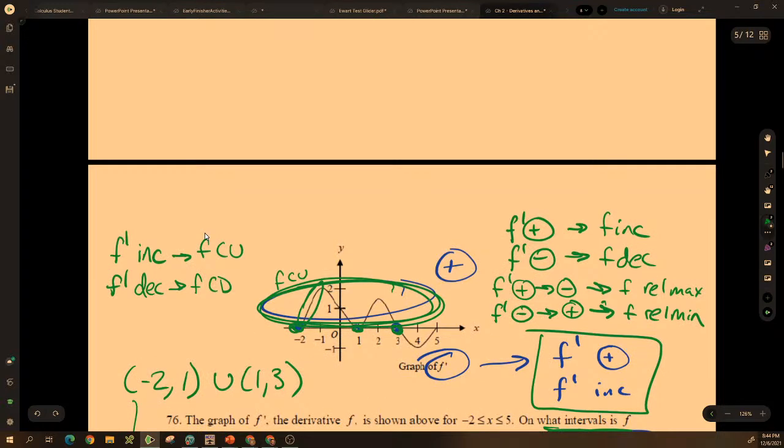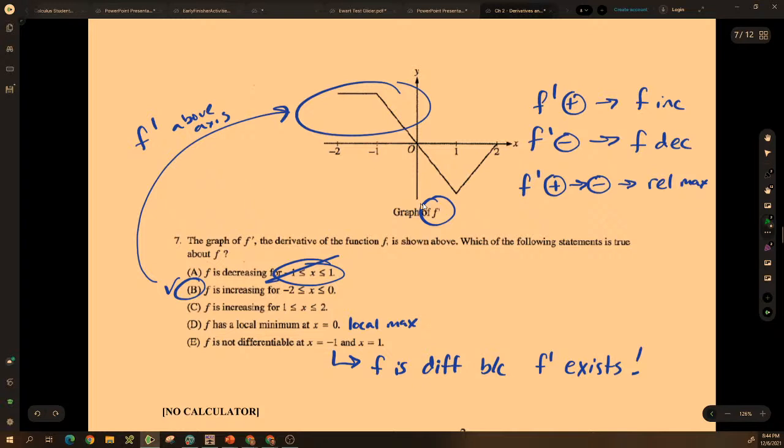Okay, moving along, we have another graph of f prime. This is a very, very common multiple choice question, to give you a graph of f prime and ask you to analyze that graph. So the graph of f prime, the derivative of a function, is shown above. Which of the following statements is true?